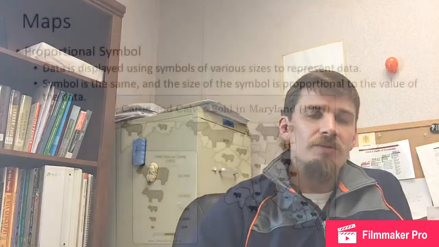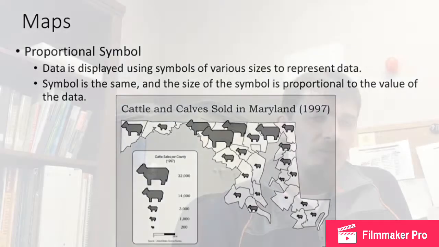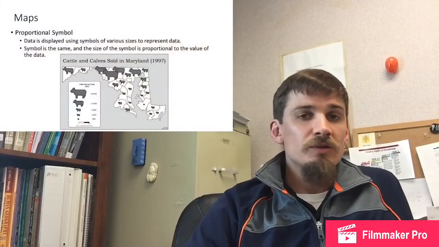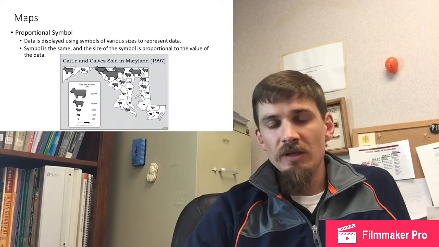This next one is proportional symbol map, and I would think it's relatively self-evident what a proportional symbol map is, but not everybody may know. The idea is you have a symbol, doesn't matter what it is, and the smaller the symbol, the less of something is happening. The larger the symbol, the more that something is happening.